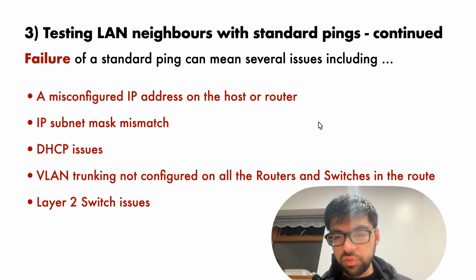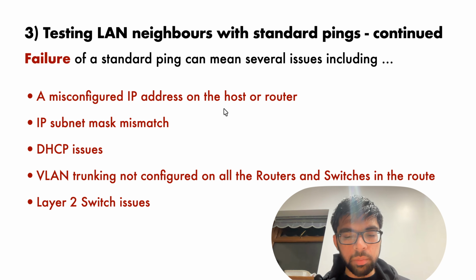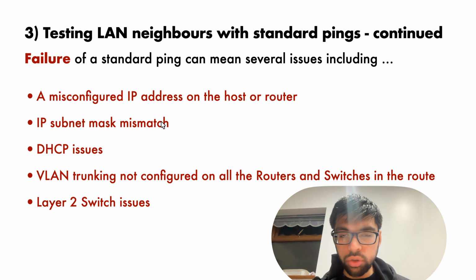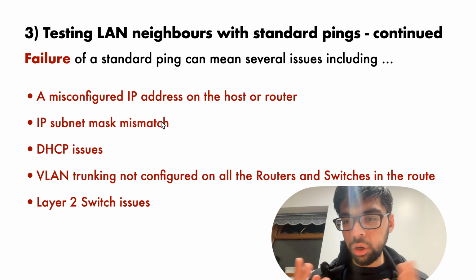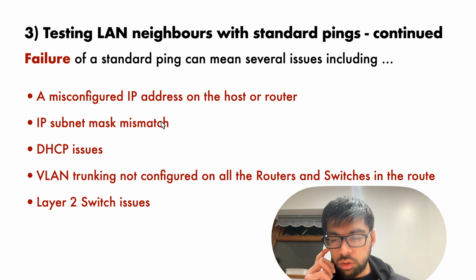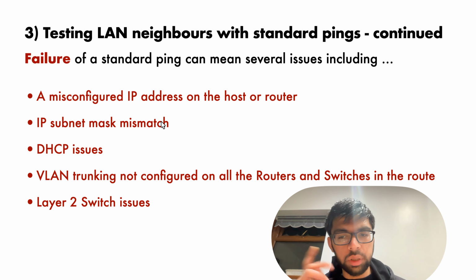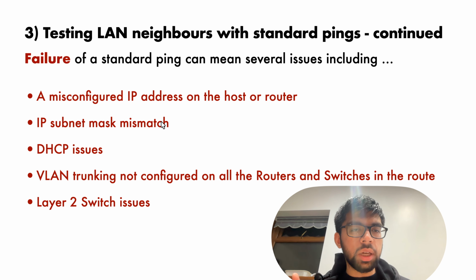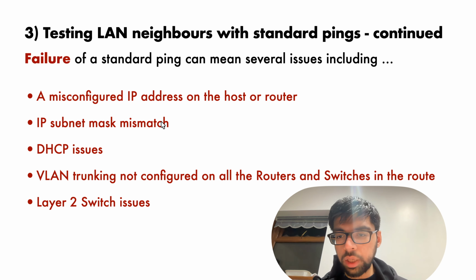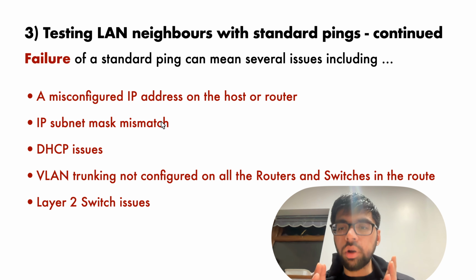If this ping were to fail, we could have a problem, because a failure of a standard ping can mean several issues. For example, the IP address is wrong, either on the host or the router. It's actually configured with the wrong IP address for some reason. For example, APIPA on hosts, we see this a lot, especially in the Windows environment, where sometimes hosts pick up a 169.254 automatic IP address. That can become a problem. If we try to ping the host's IP address that we expect it to have, and it's got a 169.254 IP address, then it's going to fail.